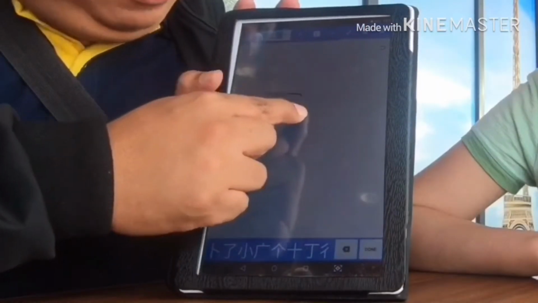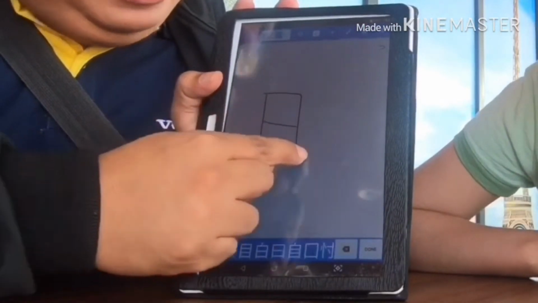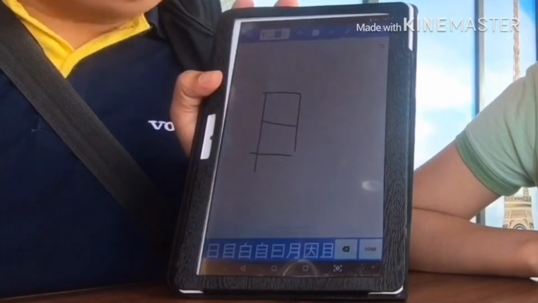Compound pictograph. Yes. So when you put two pictographs together, that's called a compound pictograph. That's why it's called compound. So, for example, sun and moon. This is the character for sun, and then you combine it with the character for moon.